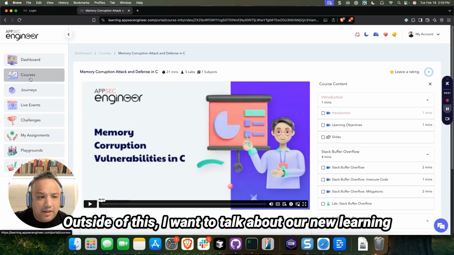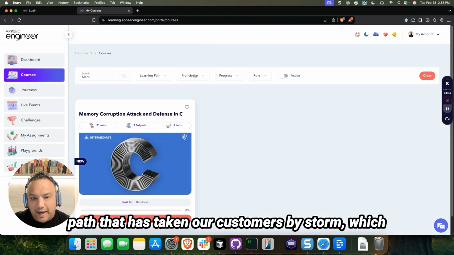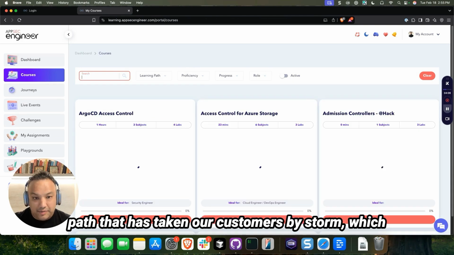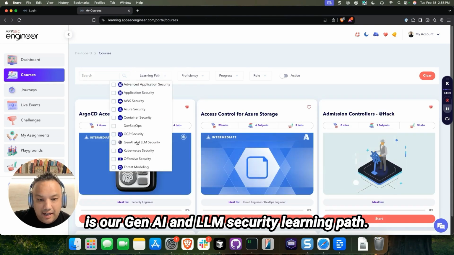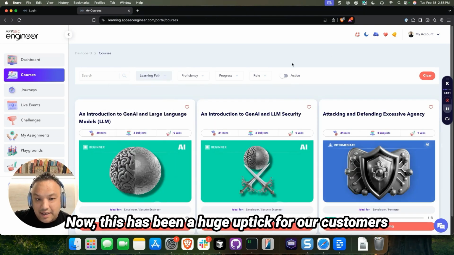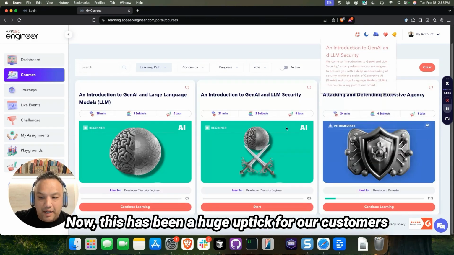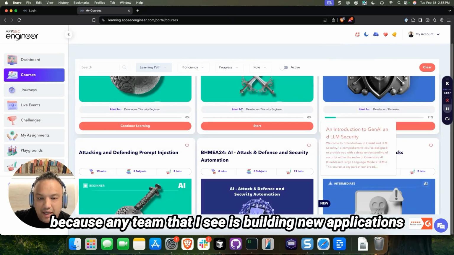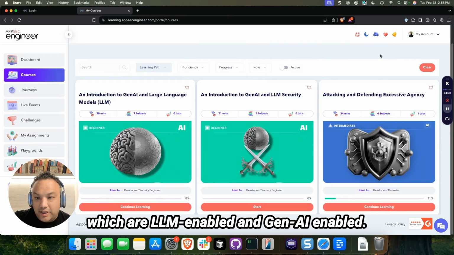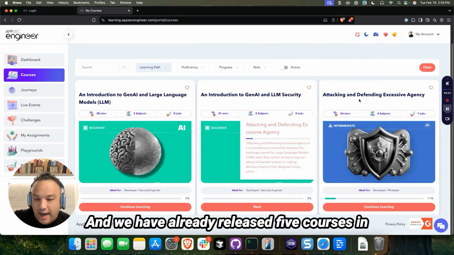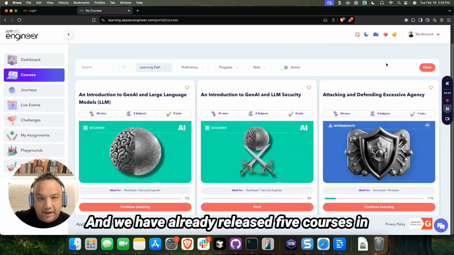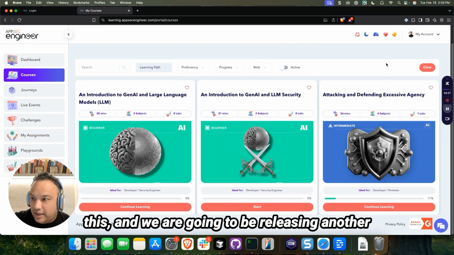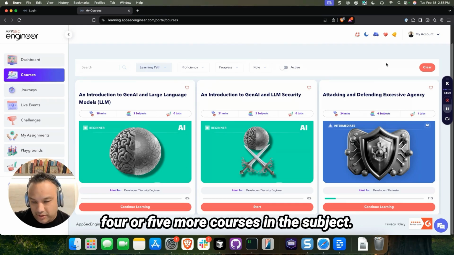Outside of this, I want to talk about our new learning path that has taken our customers by storm, which is our Gen AI and LLM security learning path. Now, this has been a huge uptick for our customers because any team that I see is building new applications which are LLM enabled and Gen AI enabled. And we have already released 5 courses in this, and we are going to be releasing another 4 or 5 more courses in the subject.